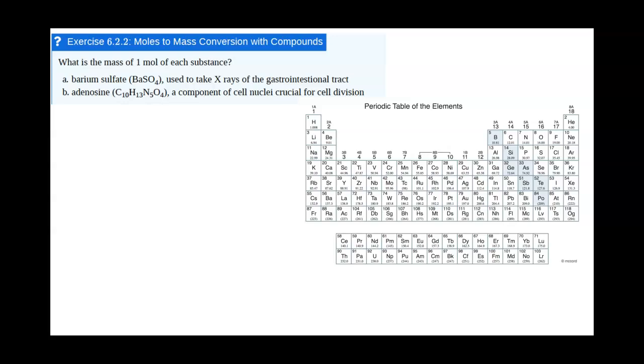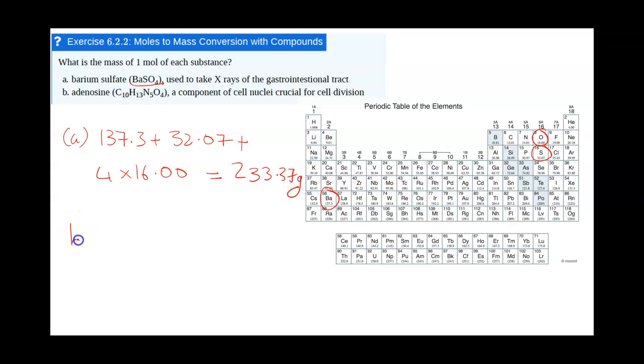So let's see if we can do this problem from the book. It says, what is the mass of 1 mole of each substance? And so all I've got to do here is find the atoms that are in the compound in the periodic table and make sure that I add them up correctly. So we need barium, sulfur, and oxygen to answer the first one. And I've got to add together the mass of 1 barium plus 1 sulfur plus 4 times the mass of oxygen. And let's see what we get. 137.3 plus 32.07 plus 4 times 16. And we got 233.37 grams.